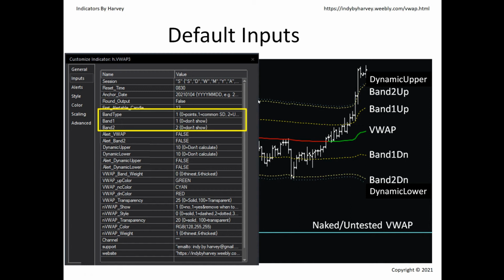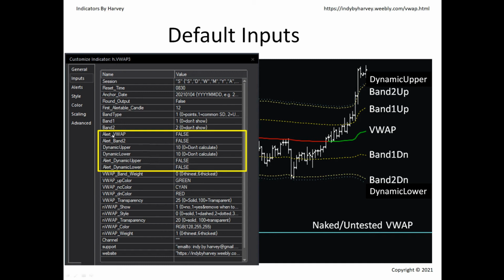As we talked about previously, there are 3 different types of bands that can be calculated around VWAP, either based on points, a common standard deviation, or the uncommon standard deviation. When you set band 1 or 2 to 0, it doesn't show the bands. When you set a number, it's either specifying the number of points or standard deviations above and below VWAP.